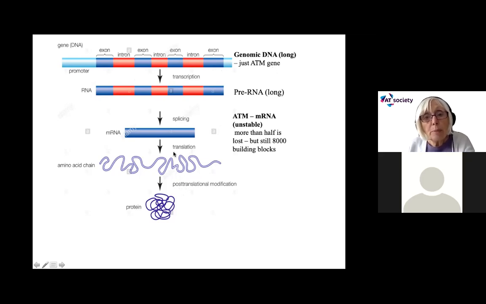So remember, this part, being able to make the protein from the message, is all functioning in an AT individual. The problem is this code is subtly changed. Now, the ATM protein is very large. This is large, and this is even larger. There have been problems because this has about 8,000 building blocks to it. So we definitely don't want to be trying to put all that back into the cell. It's just too large to work with.